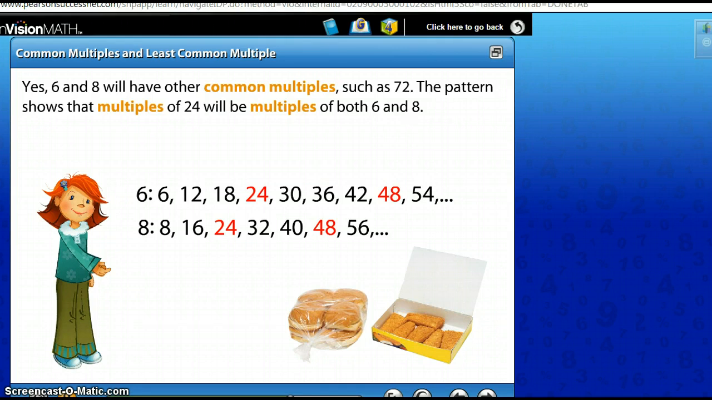So you're going to notice that you could go on forever, but you will stop when you find the most important thing that you want common multiples for, which is the least common multiple, in dealing with fractions.